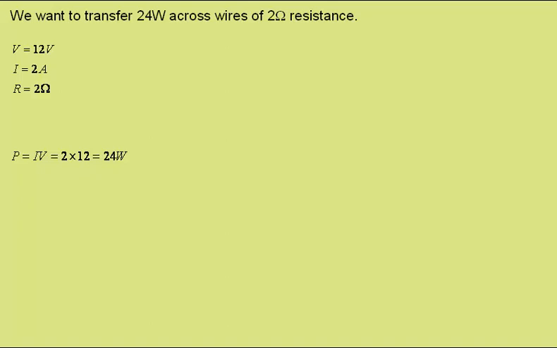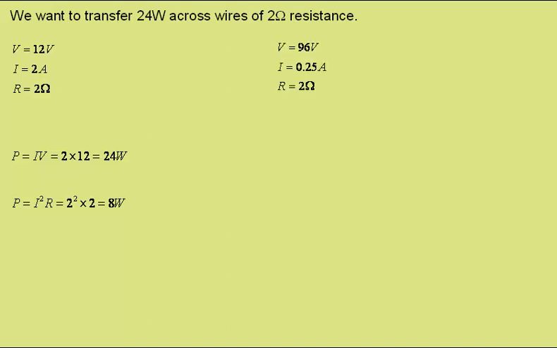From power is equal to current multiplied by potential difference, this is a current of 2 amps multiplied by a potential difference of 12 volts, giving our required power of 24 watts. But this 2 amp current through the wires, using power is equal to current squared multiplied by resistance, gives a heating power in the wires of 8 watts. So we're losing 1/3 of our power in heating the wires, rather than sending it to where we want it.